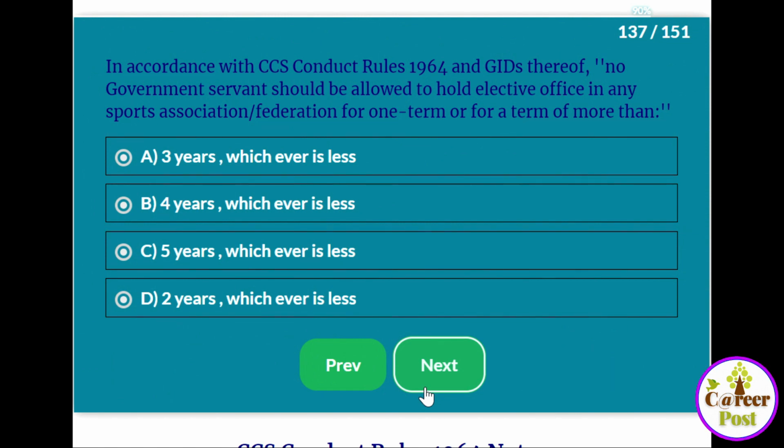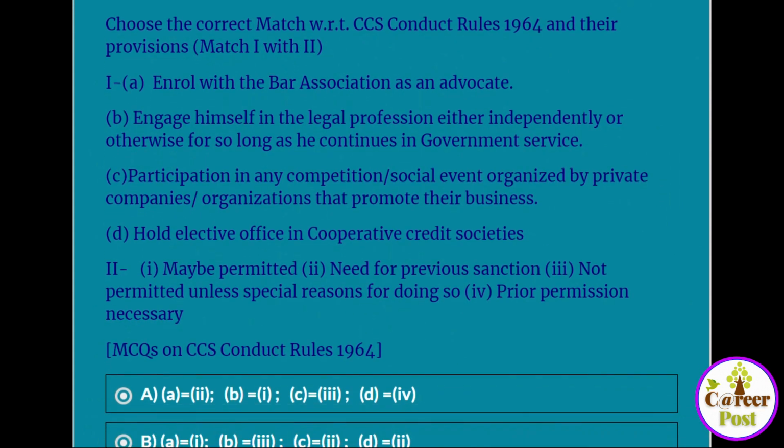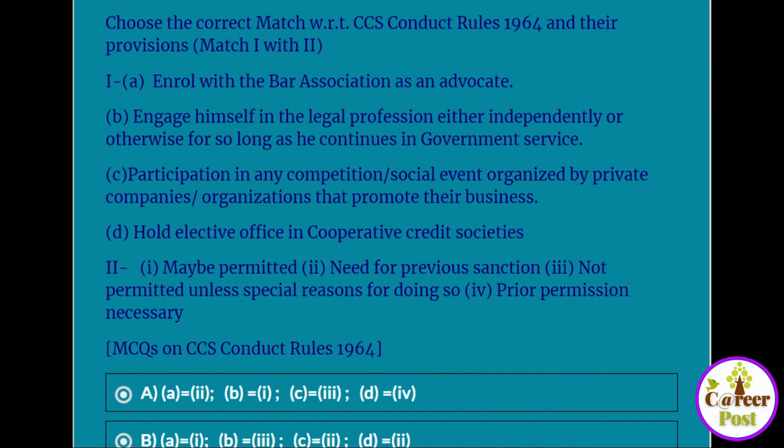In accordance with CCS Conduct Rules, 1964, no government servant shall be allowed to hold elective office in a sports association or federation for more than one term or for a term of more than 4 years, whichever is less. Choose the correct match with reference to CCS conduct rules and provisions. Match 1 with 2.